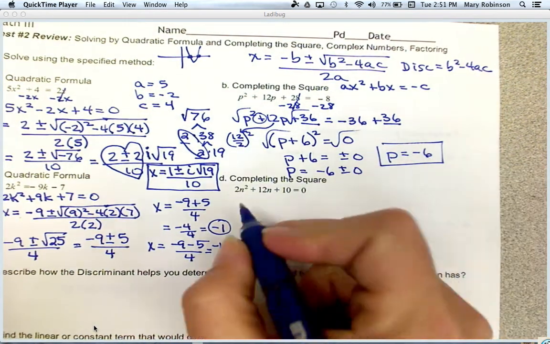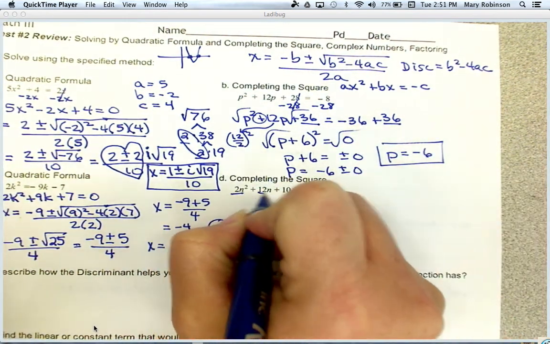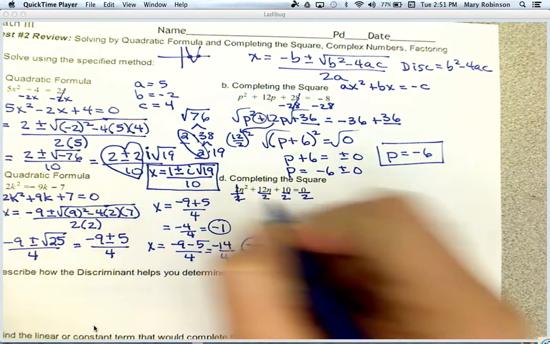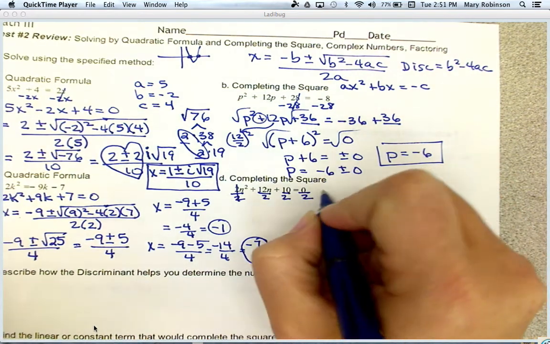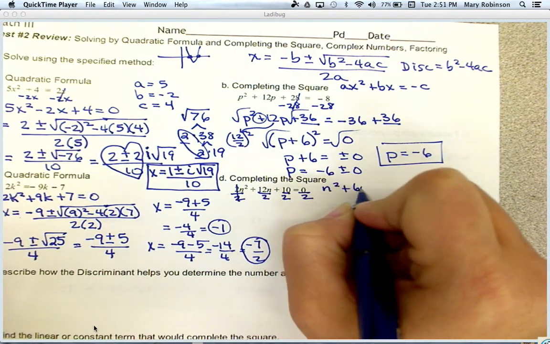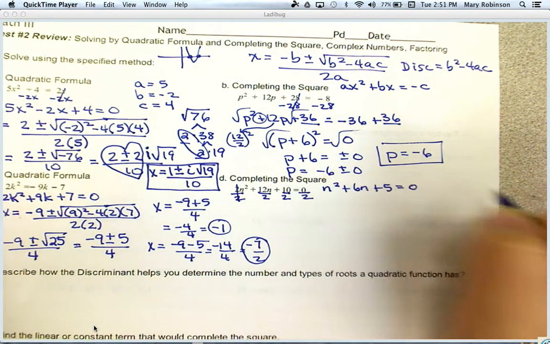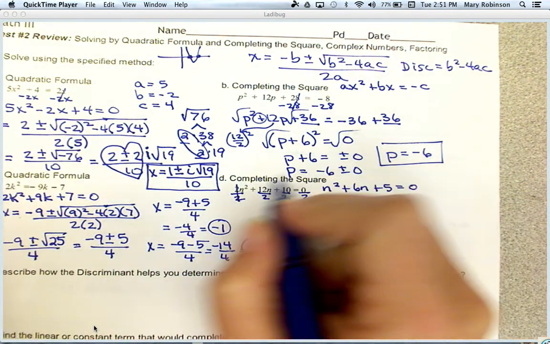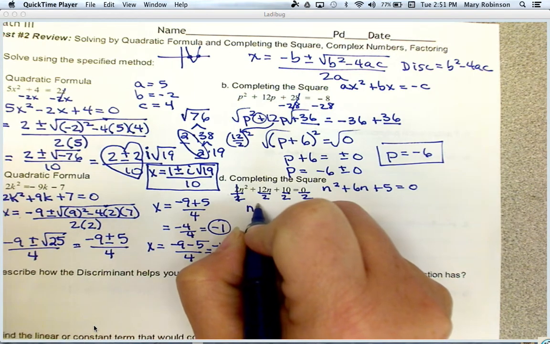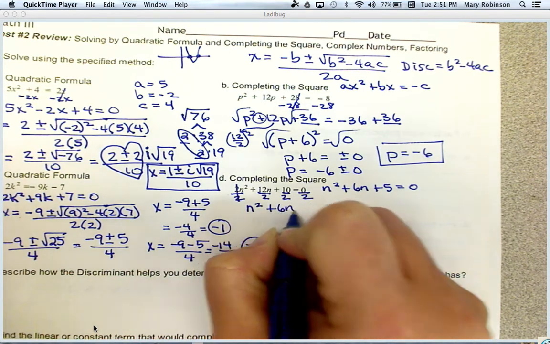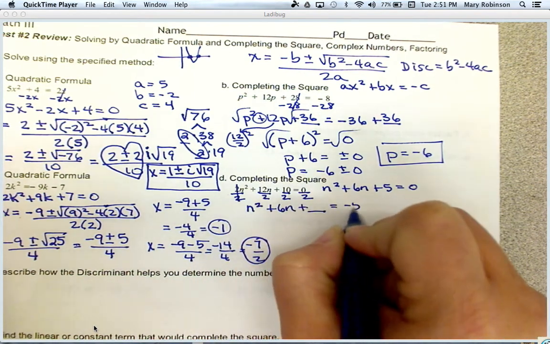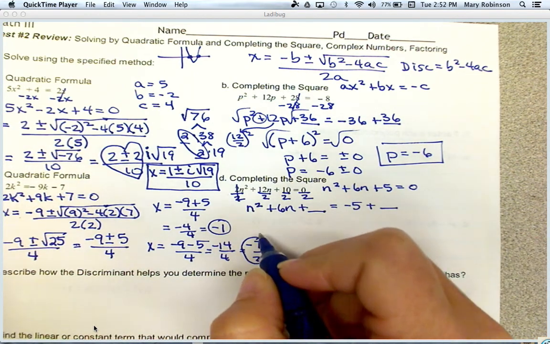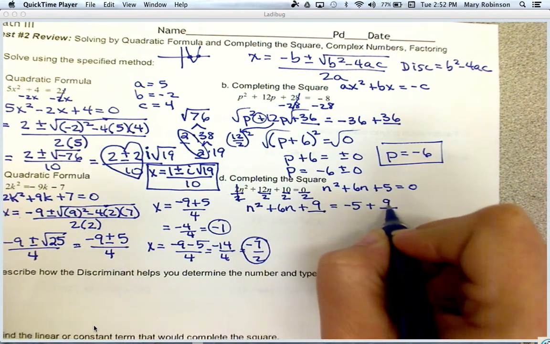Alright, so for part D, for completing the square, remember you don't want to get started until your quadratic term has a coefficient of 1. So that'll give us n squared plus 6n plus 5 is equal to 0. Now I want to move my constant term over, and I know I'm going to have to complete the square, so I'll have n squared plus 6n plus blank equals negative 5 plus blank. Half of 6 is 3. 3 squared is 9.